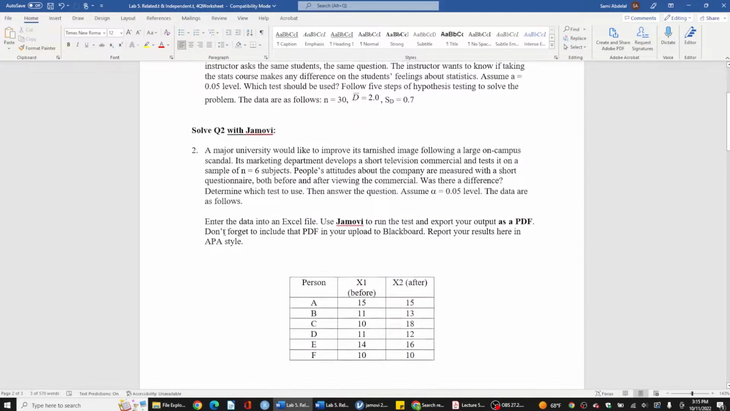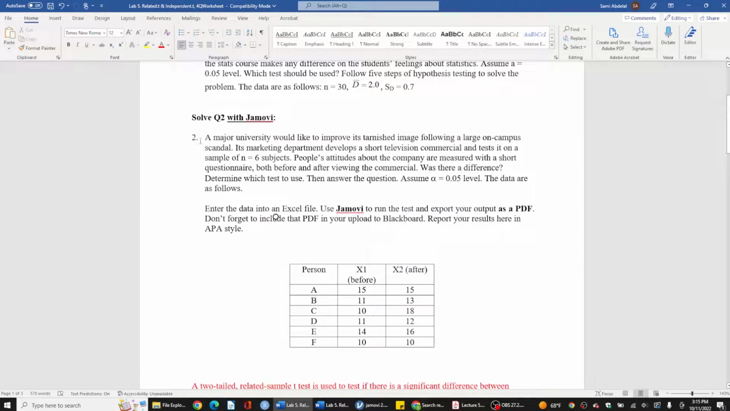So a major university would like to improve its tarnished image following a large on-campus scandal. Its marketing department develops a short television commercial and tests it out on a sample of 6 participants. People's attitudes about the company are measured with a short questionnaire, both before and after viewing the commercial. So was there a difference?